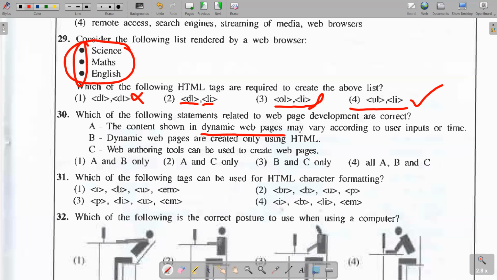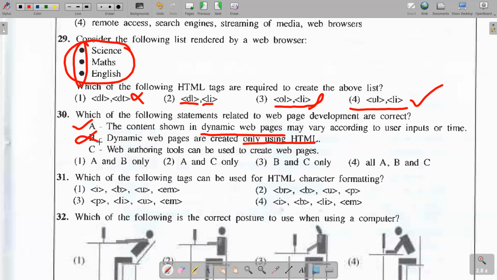So A is correct. Dynamic web pages are created only using HTML. No, because we can't make a dynamic web page only using HTML. If you use only HTML, you can't apply the dynamicness into the web page. To do that, you need PHP kind of things, JavaScripts, and the CSS. So only using HTML, no, it is not possible to create a dynamic web page. So B is wrong.